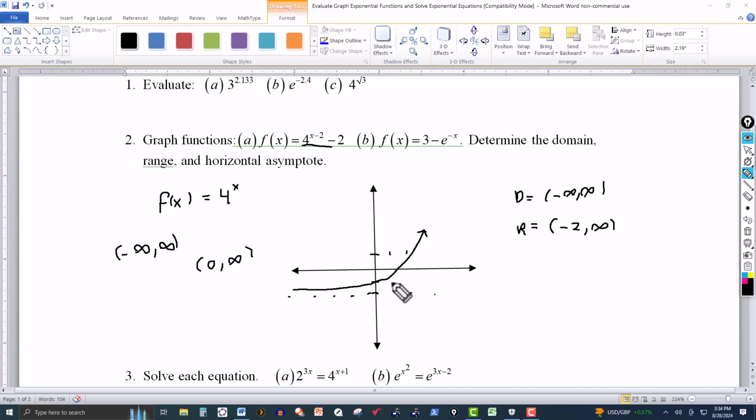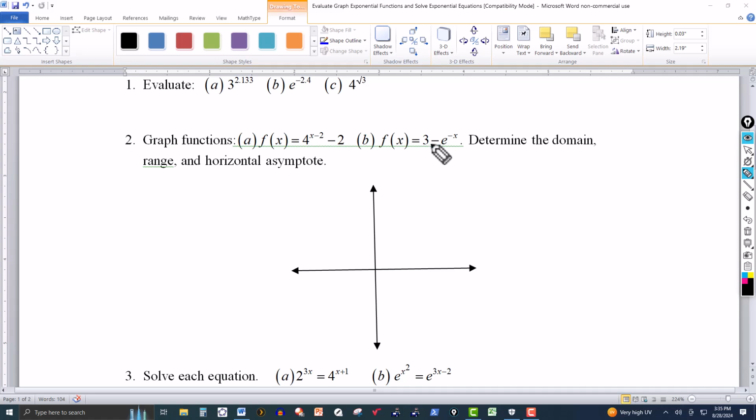So we got the graph, domain, the range, and then for the horizontal asymptote, instead of y equals 0, everything moves down 2 units, so it'll be y equal to negative 2. And that's what the graph would look like. We have the domain, the range. Now let's look at the next one.